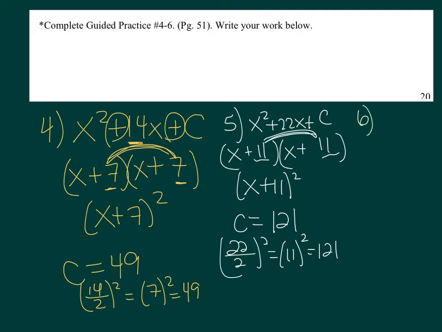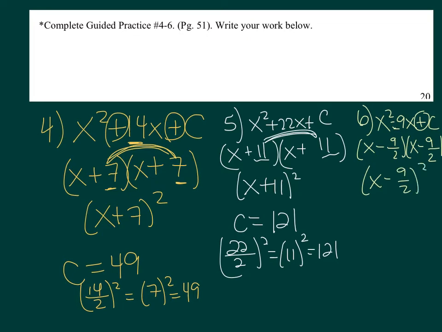And number 6, they gave us x squared minus 9x plus some constant. So this time we know we want both minuses if we're going to multiply to a positive but add to a negative. And I need to add to 9. So again, I have to split it in half. So half of 9 would be 9 halves, so that it could factor into x minus 9 halves squared. And so my c value would be the product of 9 over 2 times 9 over 2, which is 81 over 4.